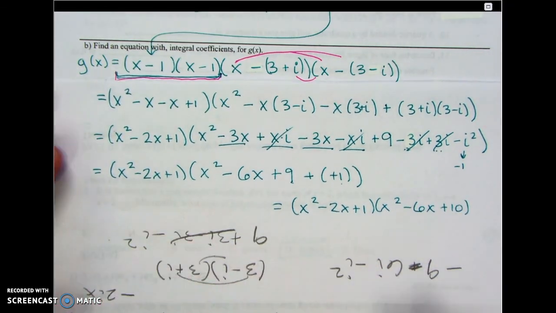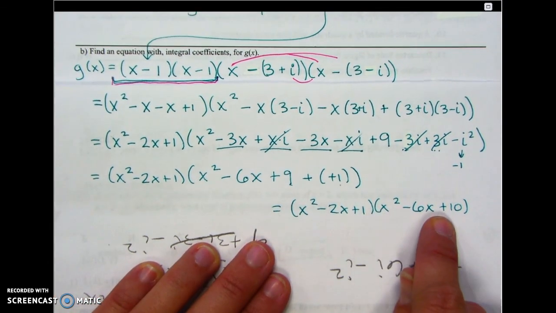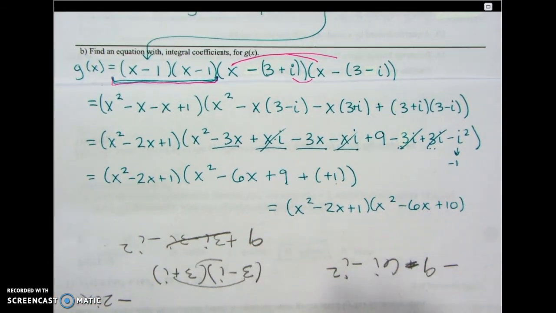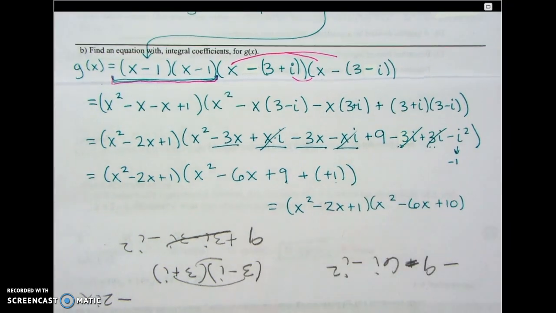Sorry about this mess. So to find the final answer from here, you would multiply this trinomial times this trinomial. Okay? And that would be your final answer, and it should be a quartic, which is what we said at the beginning. So I'm not going to do it on the video. You guys are going to practice how to multiply a trinomial by a trinomial. You can do it. Good luck.